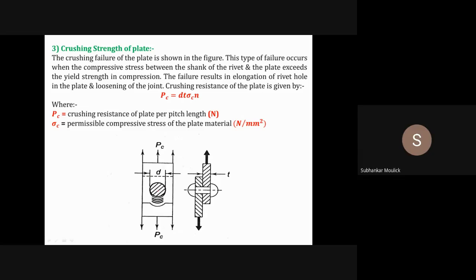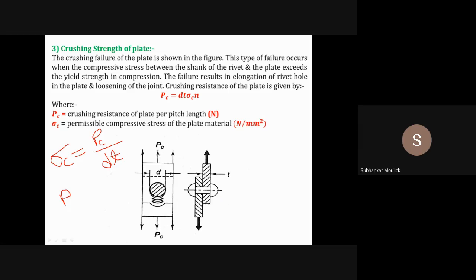Please respond whether it is clear or not. Okay. This type of failure, that is the crushing strength resisted by the plate, occurs when the compressive stress between the shank of the rivet and the plate exceeds the yield strength in compression. That means the crushing stress sigma c is equal to the crushing strength Pc divided by the resisting area of the plate, and that resisting area will be the diameter of the rivet hole d into t, the thickness of the plate.